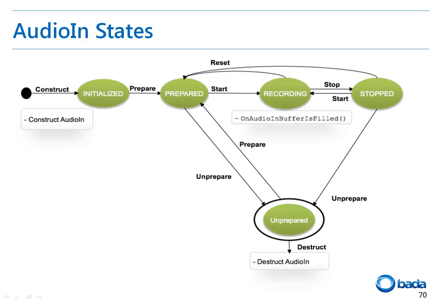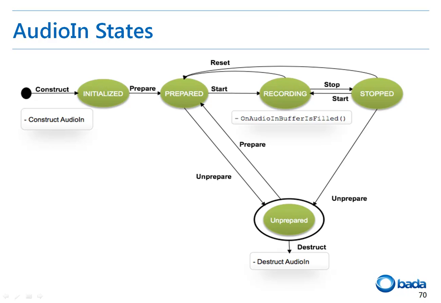AudioIn state transitions are as follows. When AudioIn is constructed, it changes to the initialized state. To use AudioIn, the prepare process has to be performed in advance. In this prepare process, various properties are set in AudioIn. If the start function for the prepared AudioIn is called, the audio input from the microphone starts being recorded to the buffer. If the buffer becomes full while recording, the OnAudioInBufferIsFilled function is called. This function should empty the buffer quickly so that the recording can be continued.